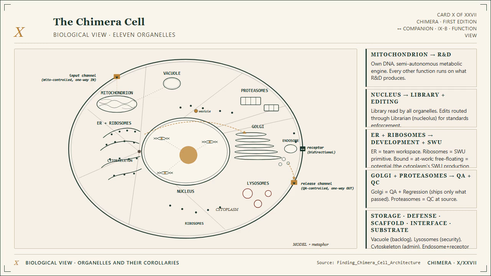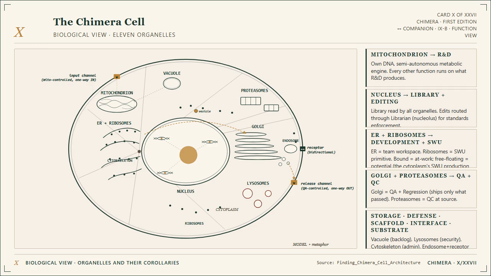ER plus bound ribosomes wraps the nucleus, with ribosomes testing each amino acid at the A site as proteins are built. Corollary: coding plus unit testing. Free ribosomes in the cytoplasm are generic work units, same molecular machinery, used by QC when it runs regression cycles.